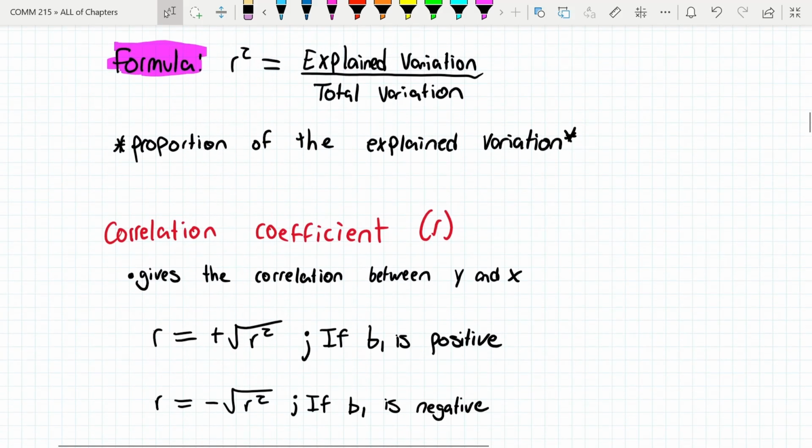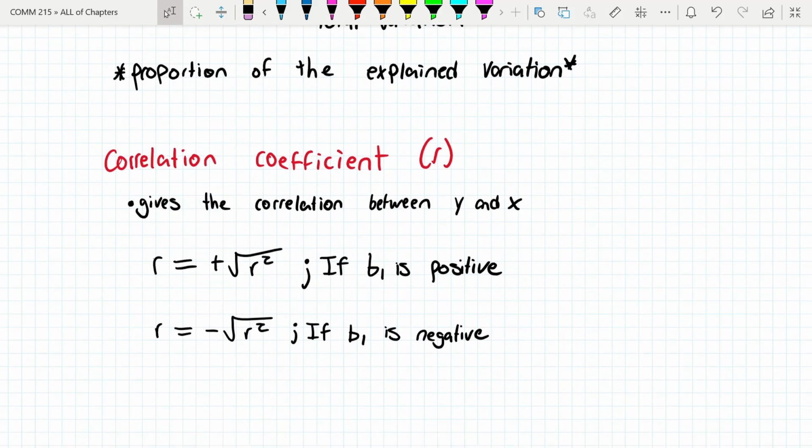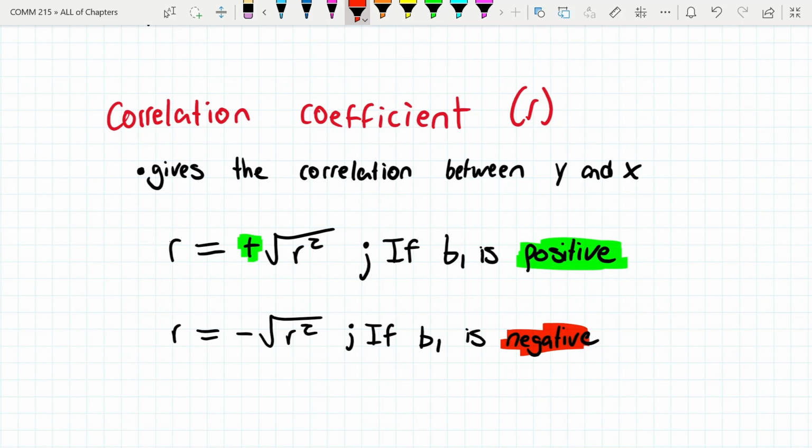Then the correlation coefficient r gives the correlation between y and x. There are two formulas, well, not really two different formulas, but either a plus or a minus. If your B1 is positive, to find r it's just plus the square root of r squared. And if your B1 is negative, r is negative. I'll highlight that for you in green: positive, you do plus the square root of r squared. And if it's negative, I'll put that in red, it's minus the square root of r squared.